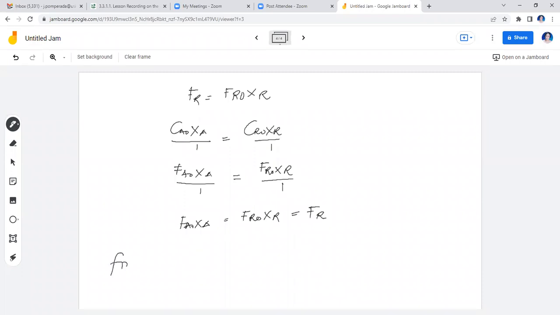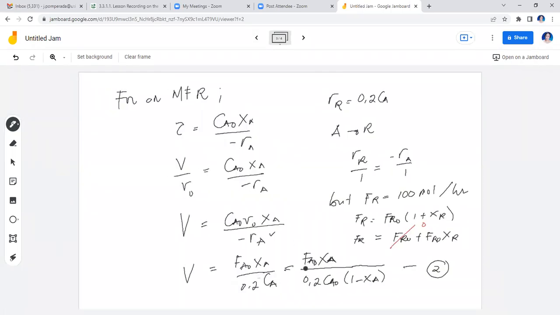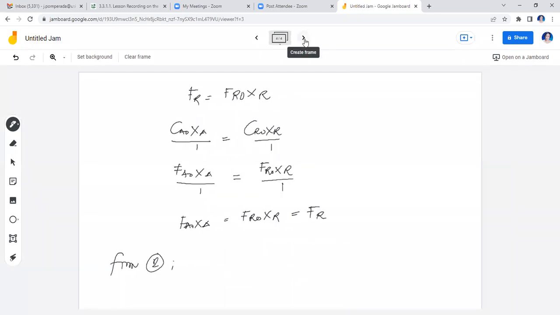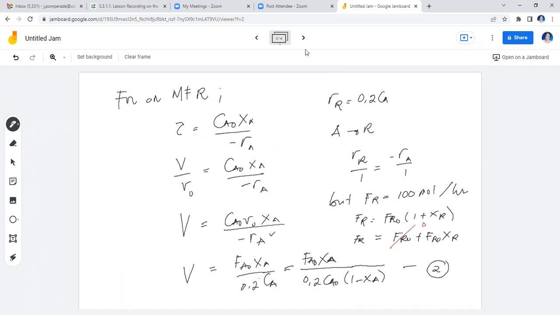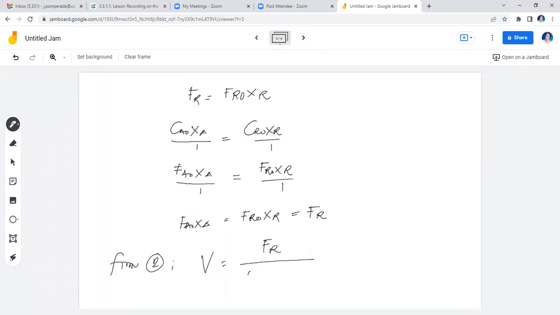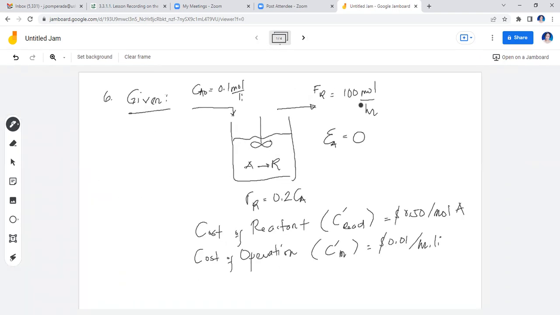So from equation 2 here, we can change the FAOXA. Your V now can be written as F sub R, because FAOXA here is FROXR, which is also F sub R. I hope you get it. And you have 0.2 CAO times 1 minus XA. And if we substitute the given, F sub R is 100 and CAO is 0.1.